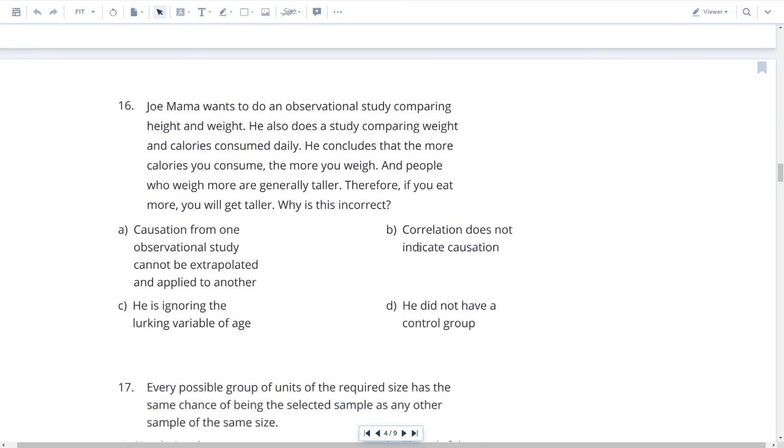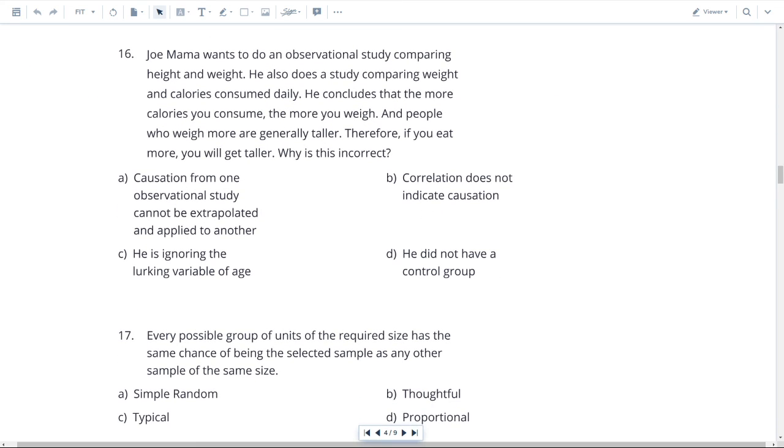Let's take a look at number 16. I hope some of you laughed the moment you read this. Joe Mama wants to do an observational study comparing height and weight. He also does a study comparing weight and calories consumed. He concludes that the more calories you consume, the more you weigh. And people who weigh more are generally taller. Therefore, if you eat more, you get taller. Why is this incorrect?